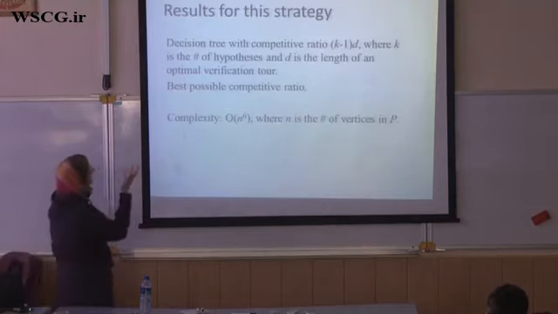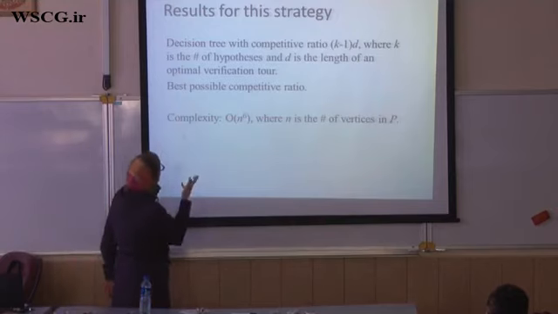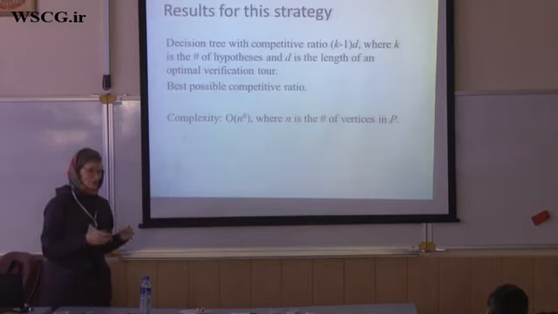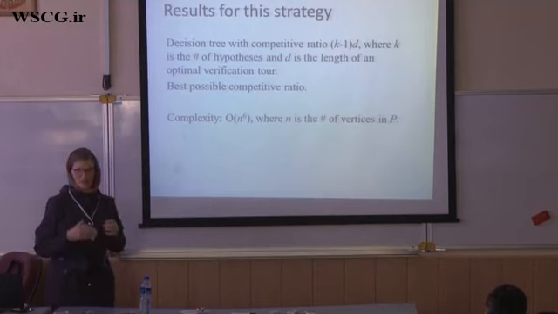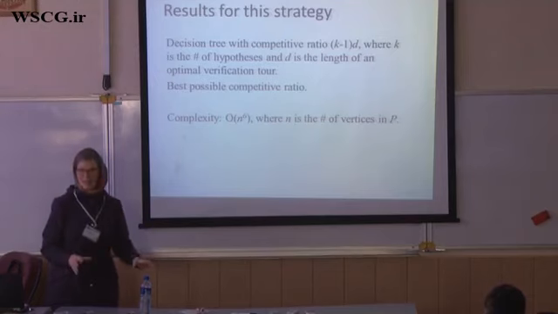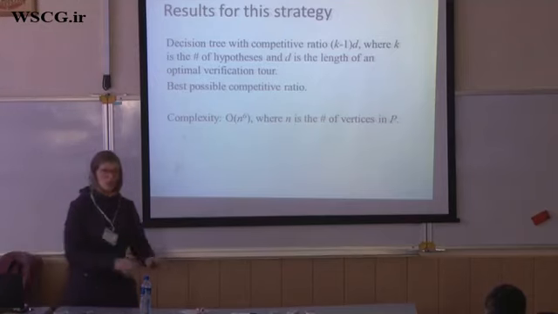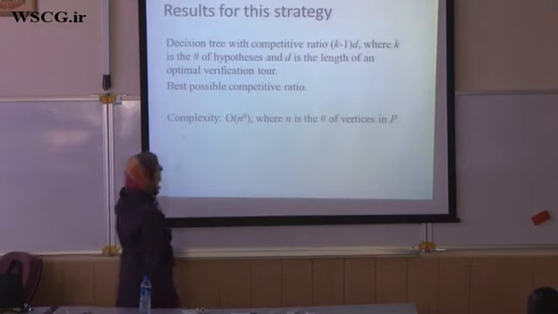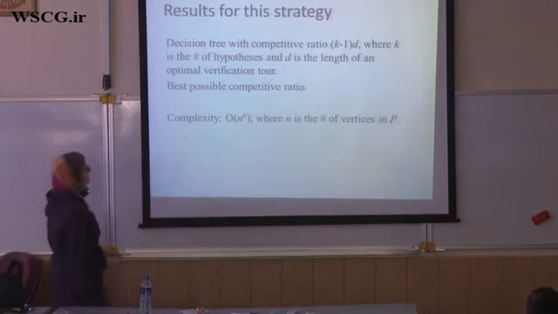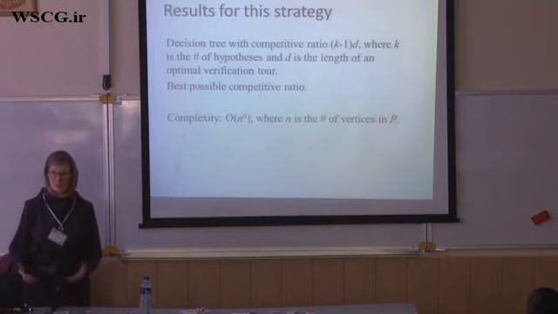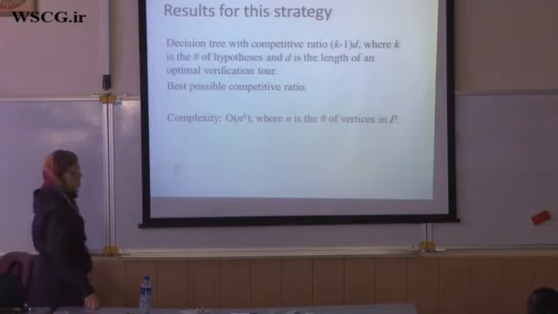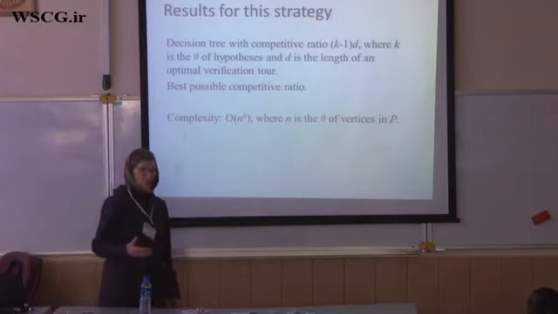Okay, so the result of this strategy is that you can create a decision tree, a plan once and for all, in a tree-like form that tells you what to do. You go from one location to another and rule out hypotheses, and depending on which hypotheses you rule out, what do you do next, and so forth. You can come up with a strategy like that that has a competitive ratio of (k-1) times d. Here, k is the number of hypotheses. So in the picture we've been looking at, we've had k equals 4 or k equals 2 in those little pictures. And d is the length of an optimal verification tour.